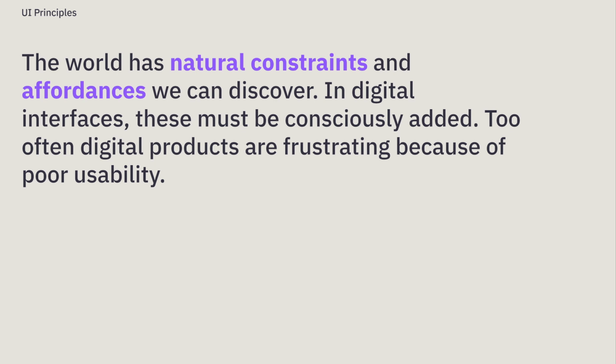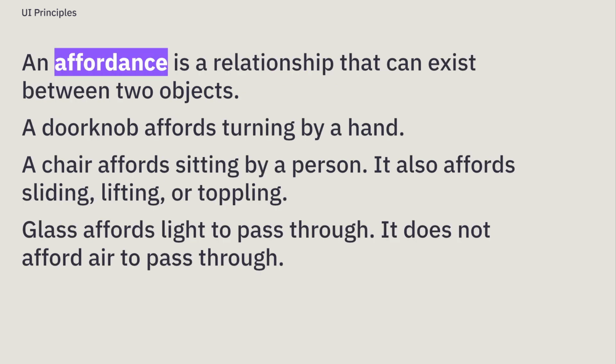So the world and the way we interact with objects has natural constraints and affordances that we can discover. In digital interfaces, these things don't exist because they're not physical objects other than the phone or computer that we're interacting with. So we as designers have to consciously add those affordances and constraints in. Oftentimes, when a digital product is frustrating, it's because those things aren't there in an appropriate way, and it results in poor usability. An affordance, to put a definition on this, is a relationship that can exist between two objects.